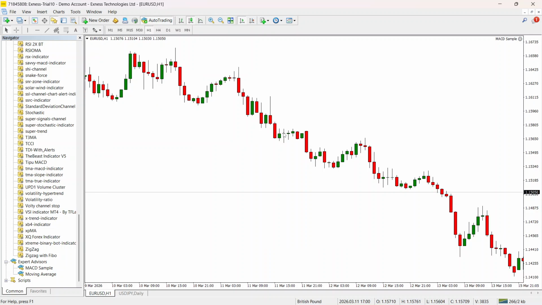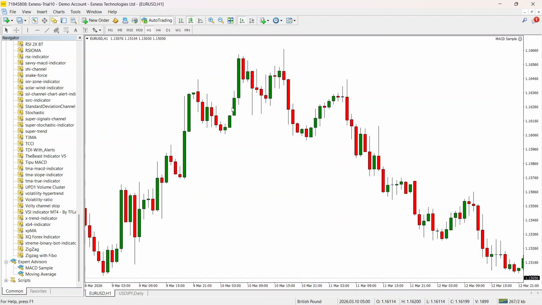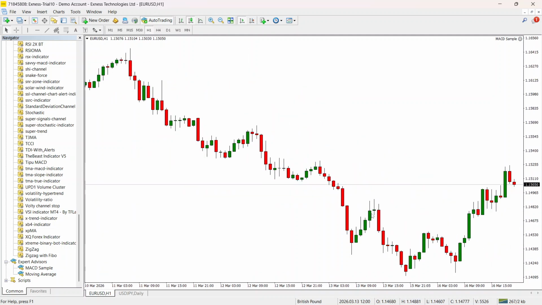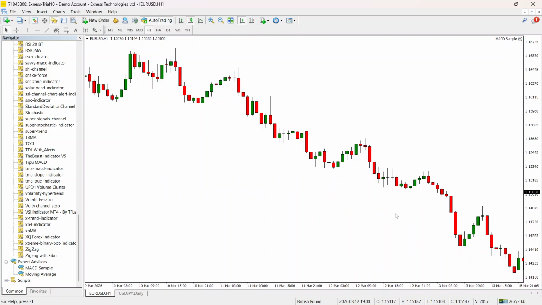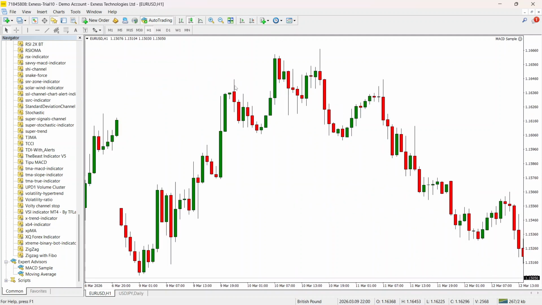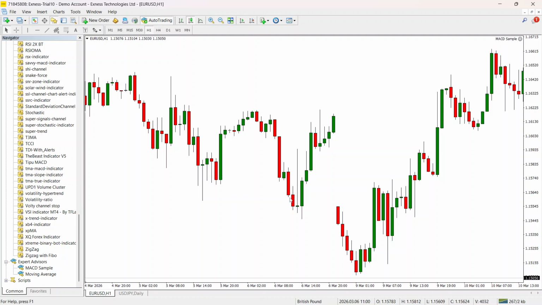Now if we look for the on-neck candlestick pattern, we can find it over here. You can see it here. You can see the bearish candle and the bullish candle that closes at the low of the first candle or near the low.